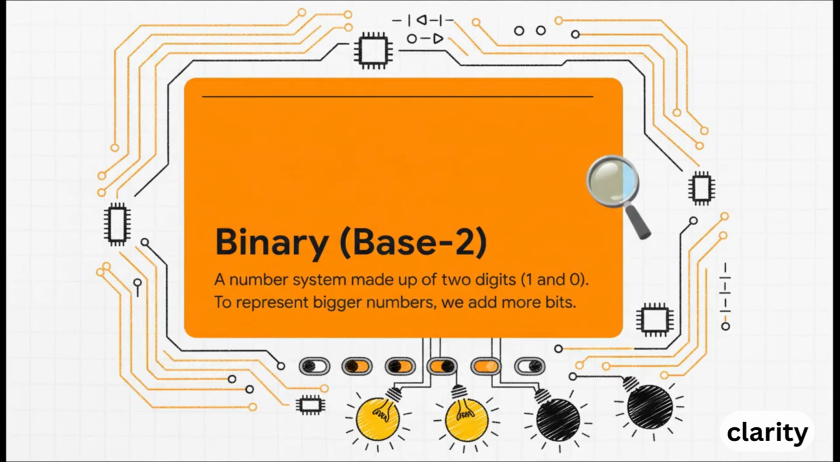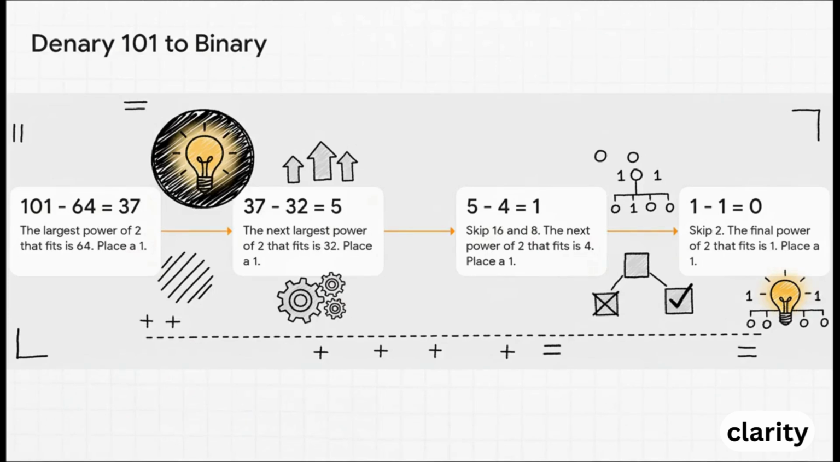Computers, though, they're much, much simpler. At their very core, they're just billions of tiny switches that can either be on or off. That's it. So their entire language is built on just two symbols, 1 for on and 0 for off. And each one of those ones or zeros is called a bit.